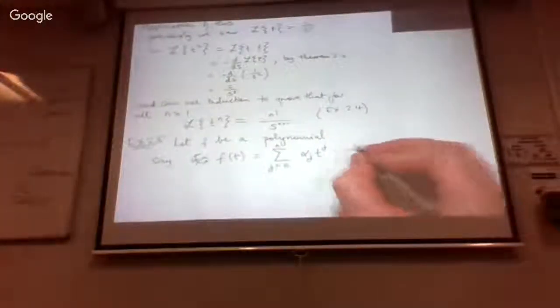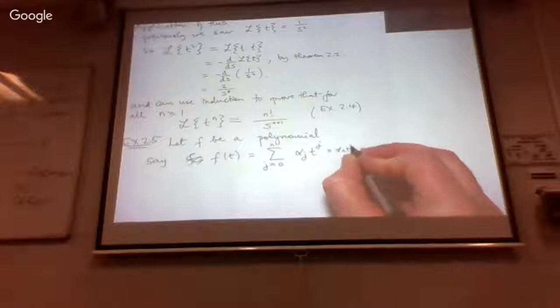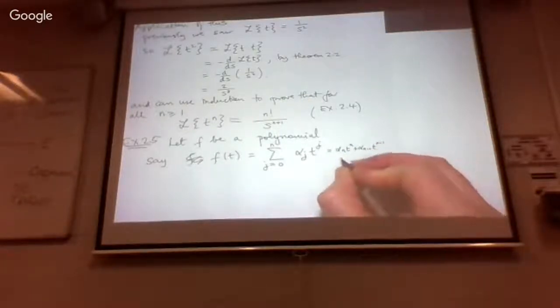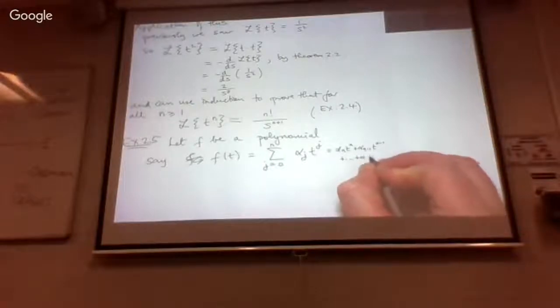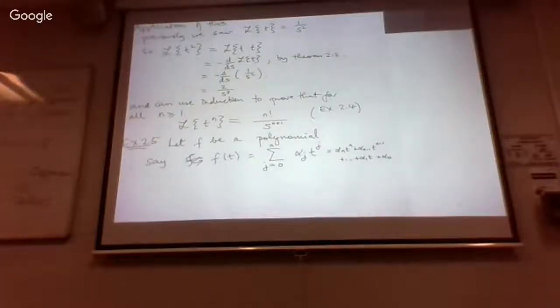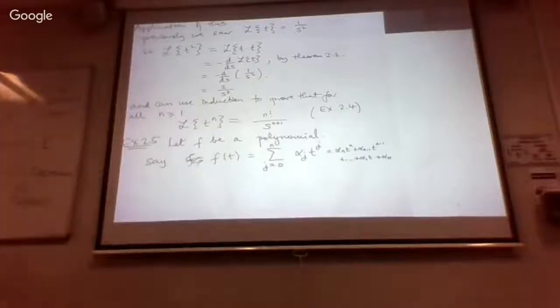So it's alpha n t to the n plus alpha n minus 1 t to the n minus 1, all the way down to alpha 1 t plus alpha 0. That's just a generic, typical polynomial, could be any polynomial, for a choice of coefficients alpha and a choice of degree n.